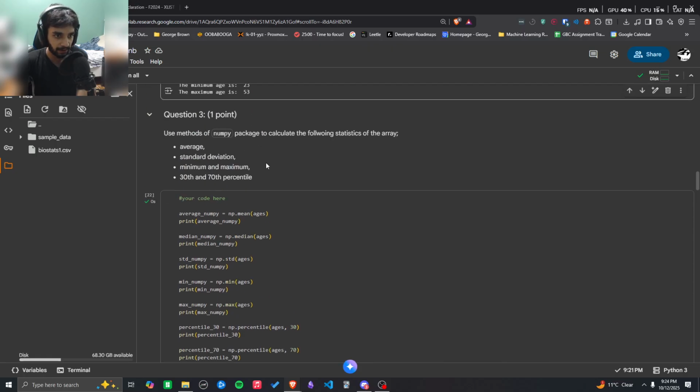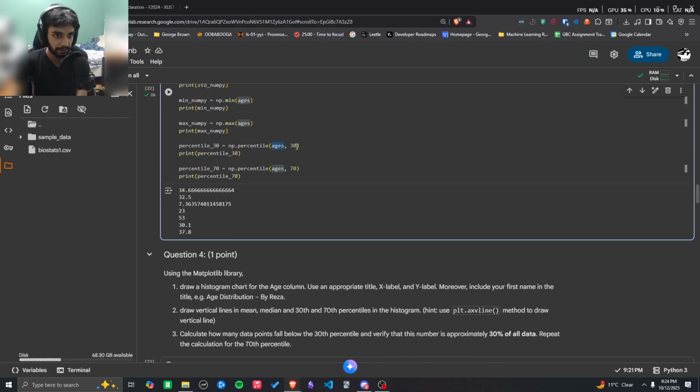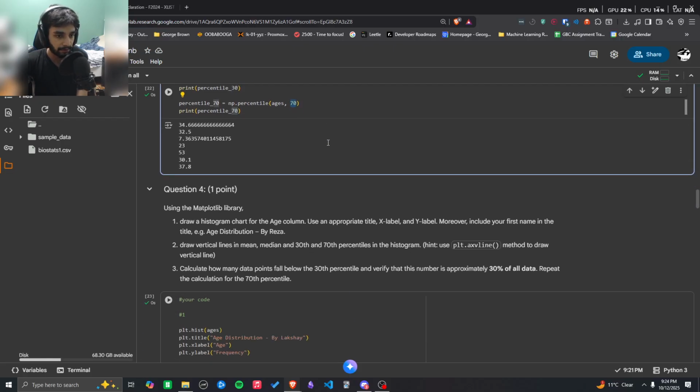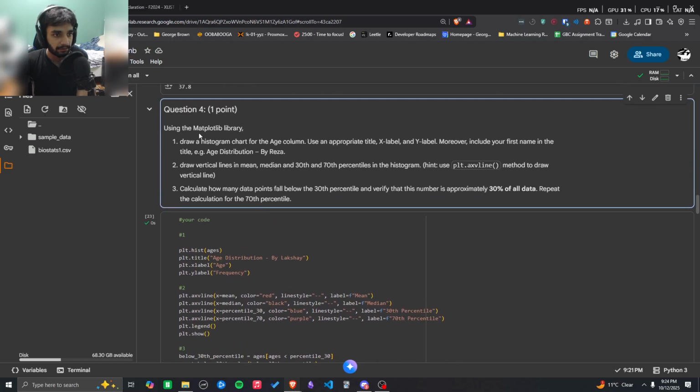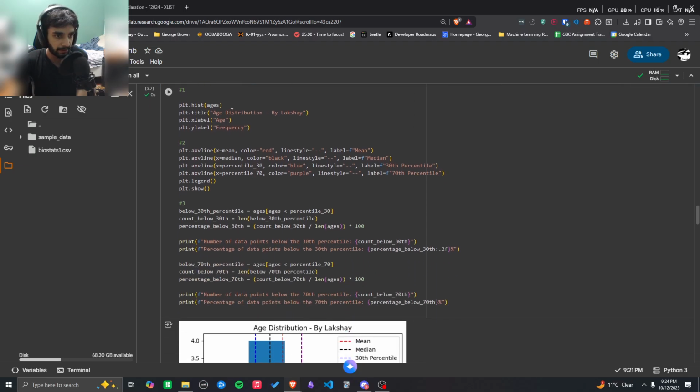Then the methods, this is self-explanatory. We are just using numpy methods: mean, median, standard deviation, min, max, percentile. So we're specifying we're going into ages, and we want the percentile for below 30% and below 70%. Creating a histogram and labeling it, creating vertical lines, and calculating how many data points.